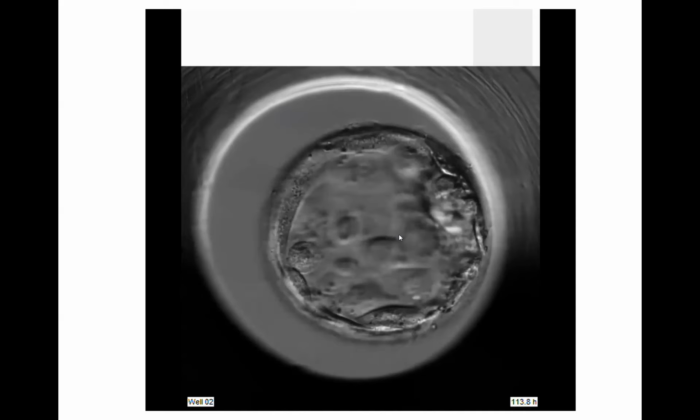There you go. So it goes further and further, and eventually these can hatch. And that's a process that's needed before implantation. So I'll let it just finish out. Okay.